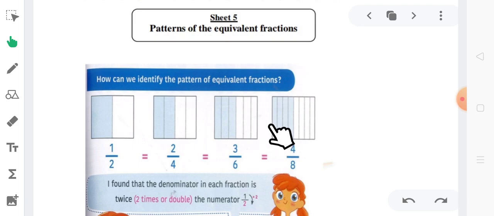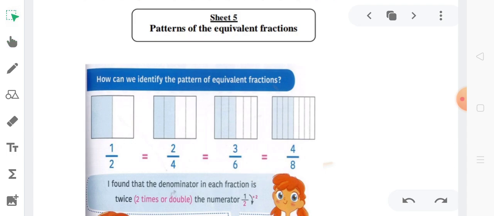Each time I will add 1, 3, then 4. Then I will add 2 in the bottom. 2 plus 2 equals 4. Another 2, 4 plus 2 equals 6. 6 plus 2 equals 8. So the numerator increases by 1 and the denominator increases by 2.